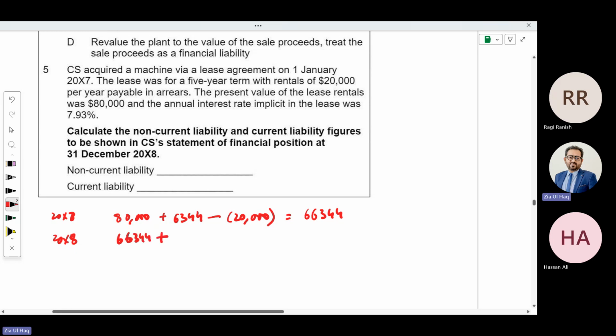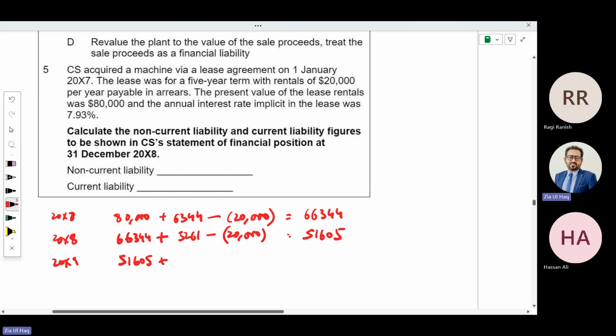66,344. What is the interest? 7.93% of 66,344 is 5,261. We will make a payment of 20,000. What is the remaining? 51,605. This is the total lease liability, but we need to bifurcate between non-current and current. That's why we need to calculate for next year as well.